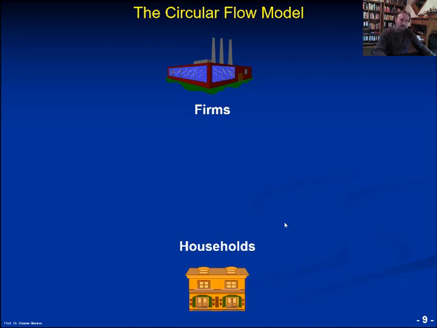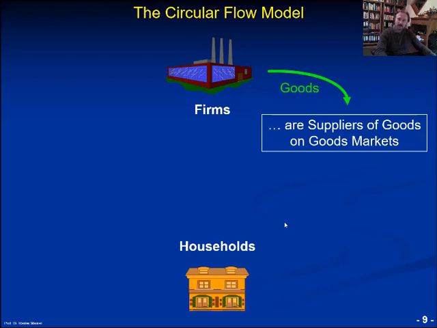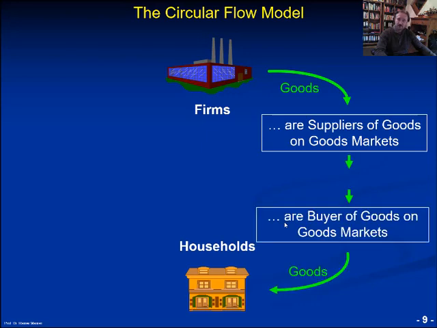Now, firms use the production factors which come from households to produce goods, and then these goods are supplied to the markets for goods. On these markets, households appear on the demand side, so households demand these goods, and in exchange, they pay the companies with money for the provision of these goods.